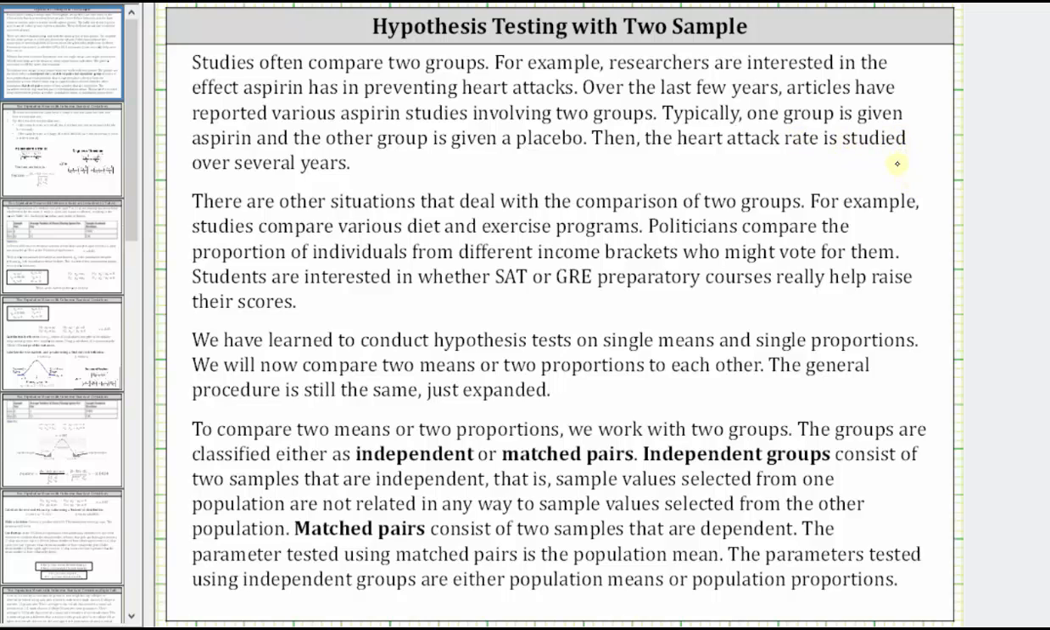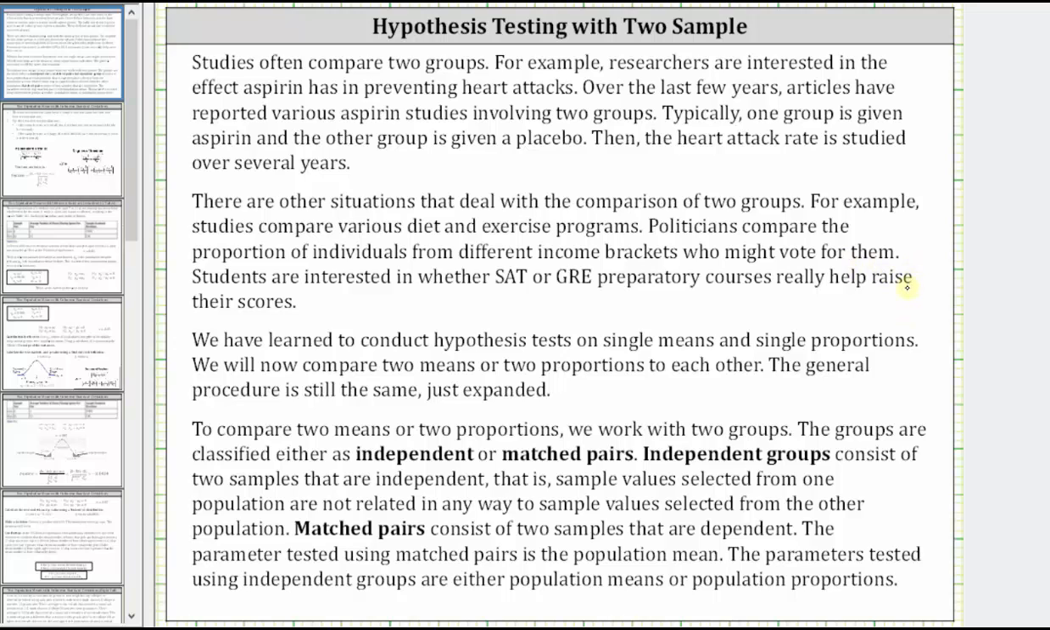There are other situations that deal with the comparison of two groups. For example, studies compare various diet and exercise programs. Politicians compare the proportion of individuals from different income brackets who vote for them. Students are interested in whether SAT or GRE preparatory courses really help raise their scores.